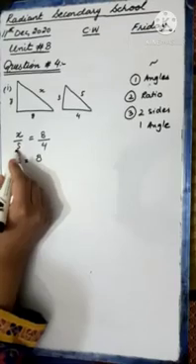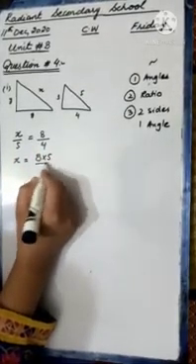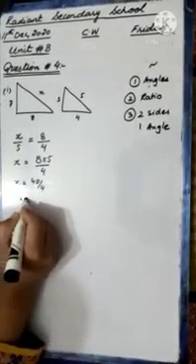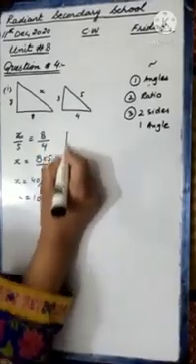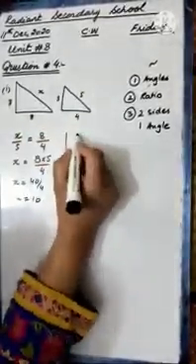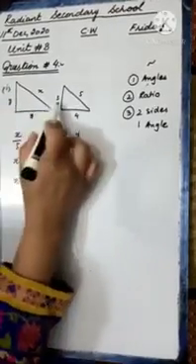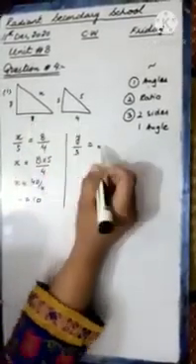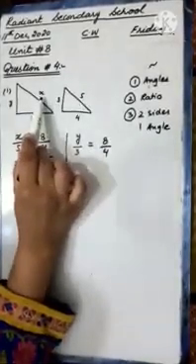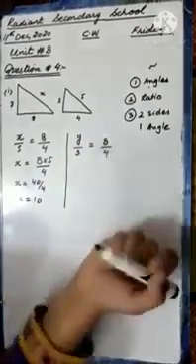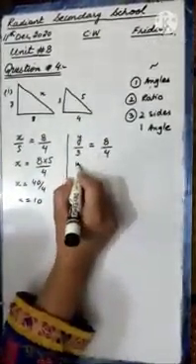Here 5 is dividing, so on the other side it will be multiplied, and the answer will be 40 by 4, which is equal to 10. Now with the same pattern we can find the value of y. For y, the corresponding side will be 3, so y over 3 will be equal to 8 over 4, or you can also take x over 5, because the value of x is now given as 10. So you can also take 10 over 5.